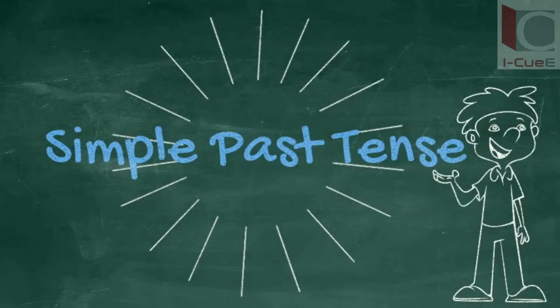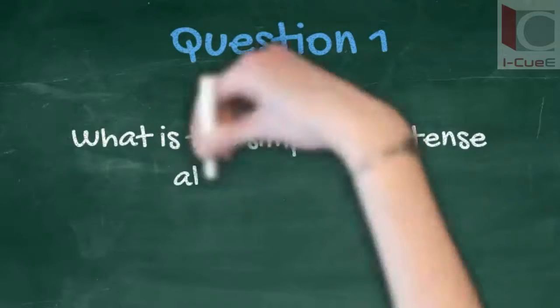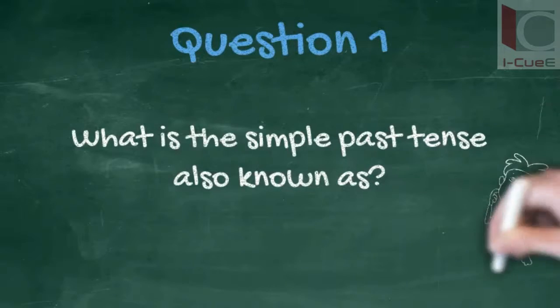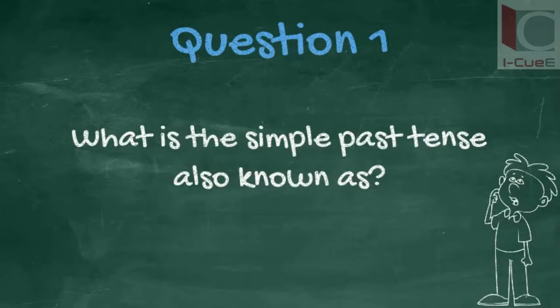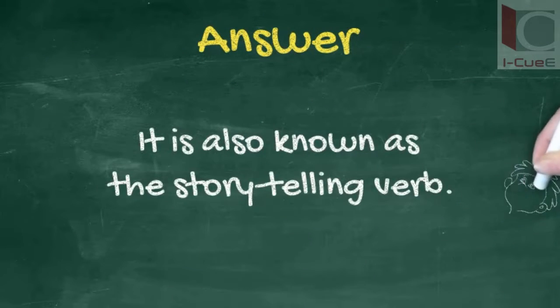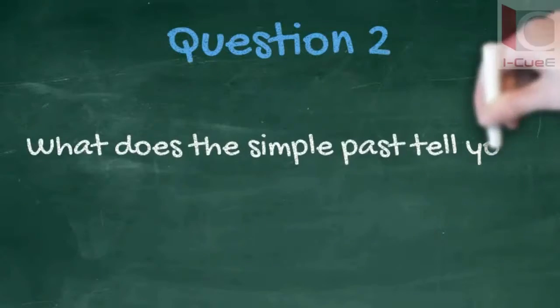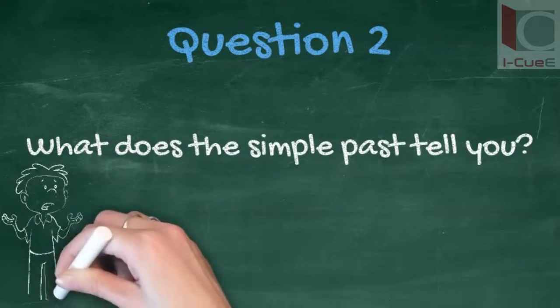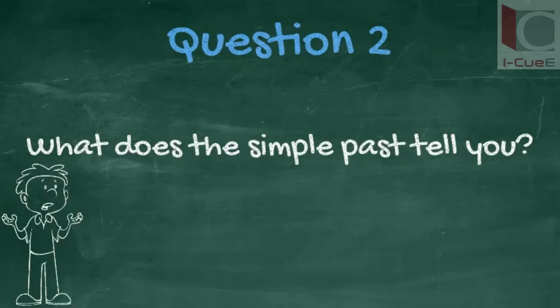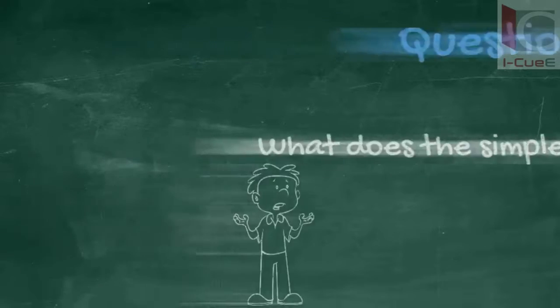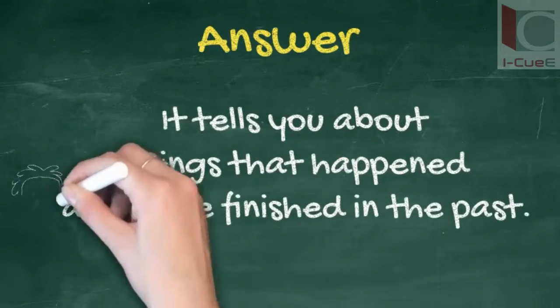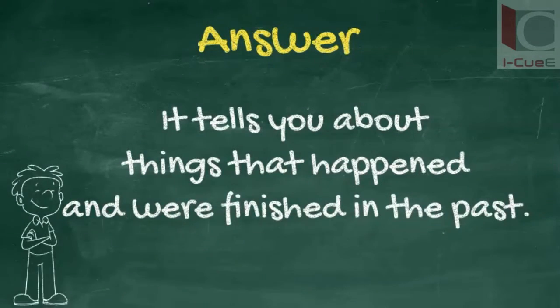Simple past tense. What is the simple past tense also known as? It is also known as the storytelling verb. What does the simple past tell you? It tells you about things that happened and were finished in the past.